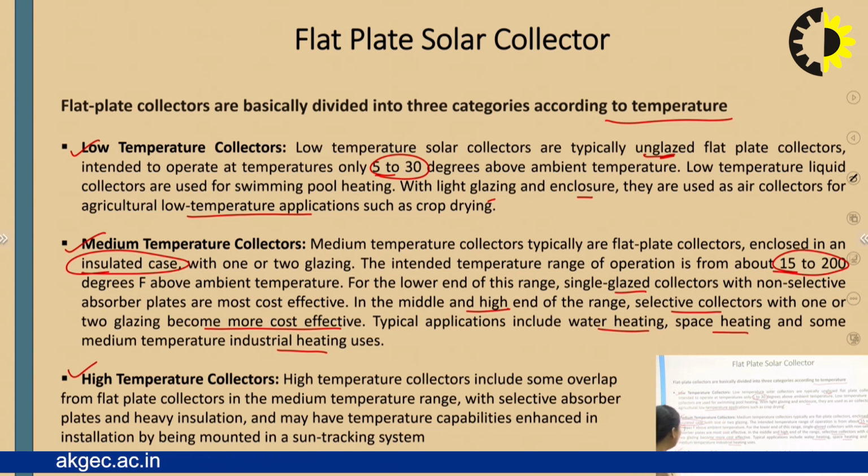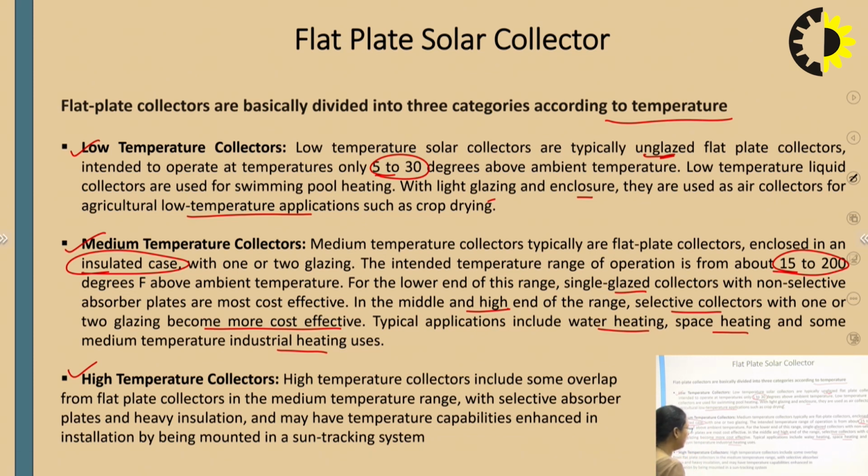Now, when we talk about the high temperature collectors, these include some overlap from the flat plate collectors in the medium temperature range with selective absorber plates and heavy insulation, okay. They may have temperature capabilities enhanced by installation, being mounted in a sun tracking system. So these are the three categories based on the temperature.